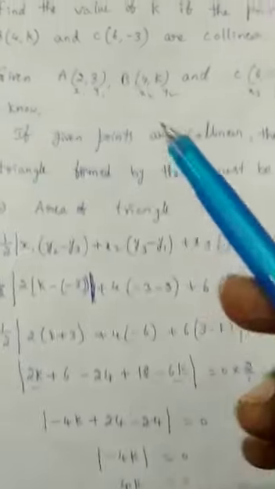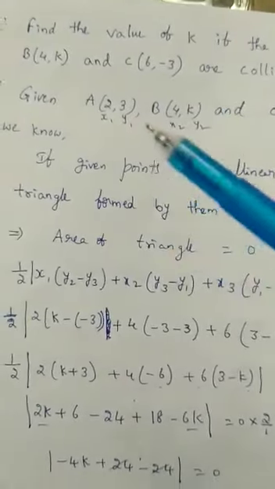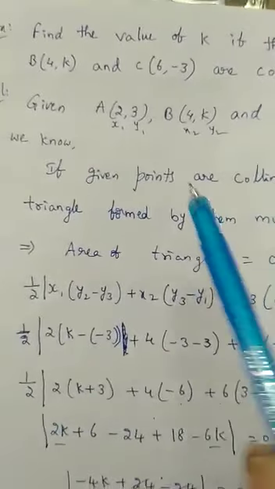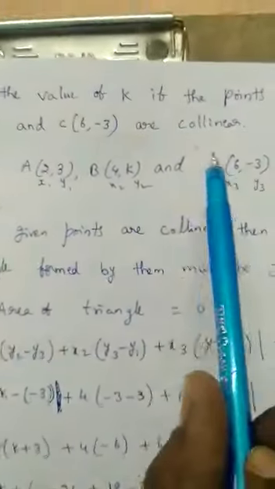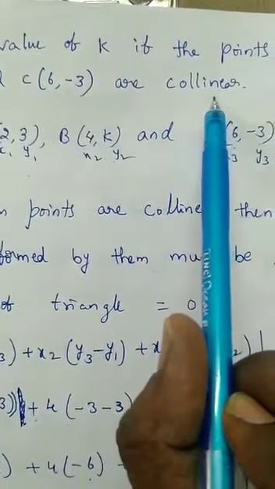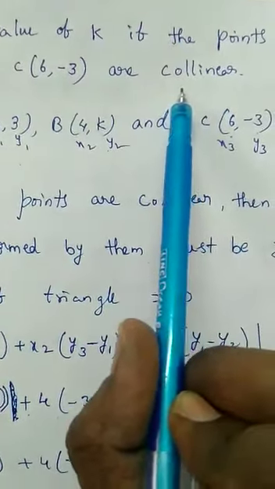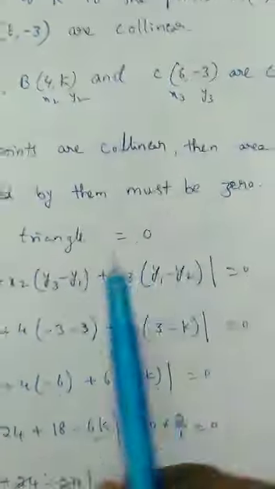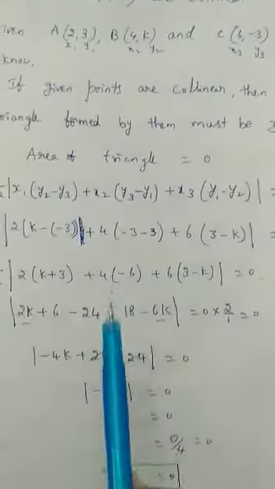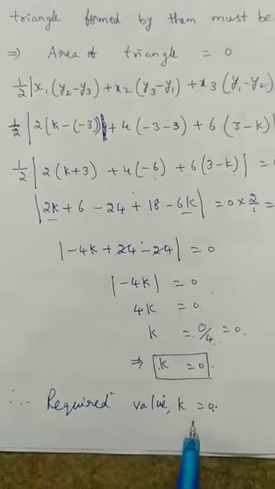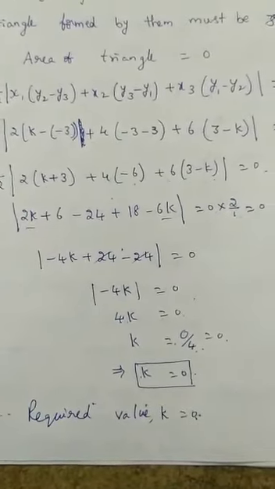Okay, this is the way to find the missing coordinate in the given points. If the 3 points are said to be collinear, then automatically the area formed by the 3 points should be 0. Based on that we can solve this problem. Here the required value of k is equal to 0.